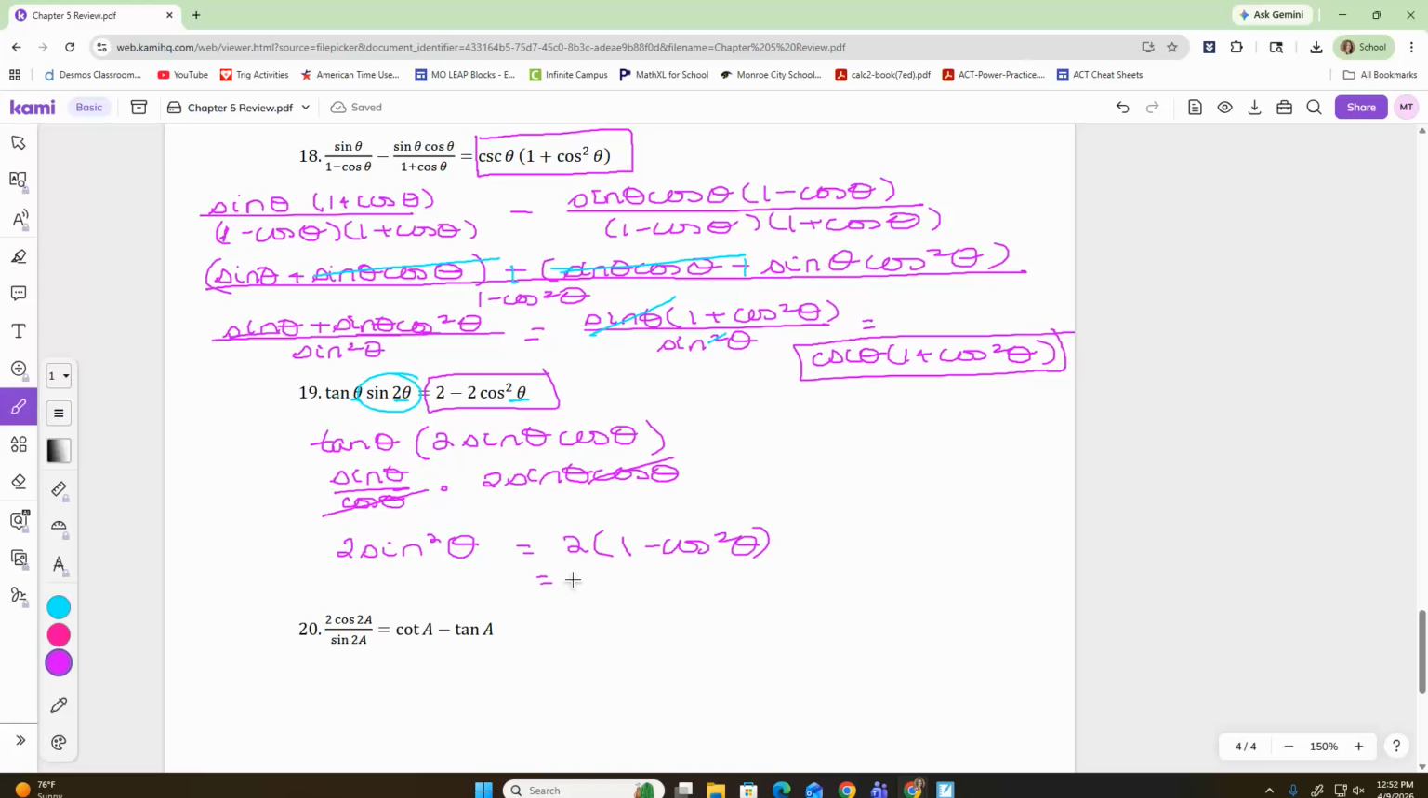So then if we distribute, we get 2 minus 2 cosine squared theta. So keep your goal in mind. My goal only had cosines, so I knew I had to replace the sine.